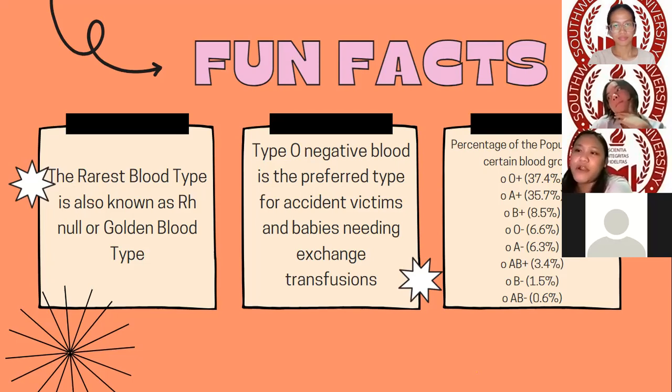Across the globe, there are only 9 active donors for this blood group. This makes it the world's most precious blood type, hence the name golden blood.